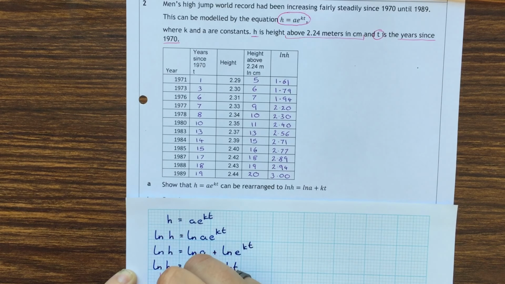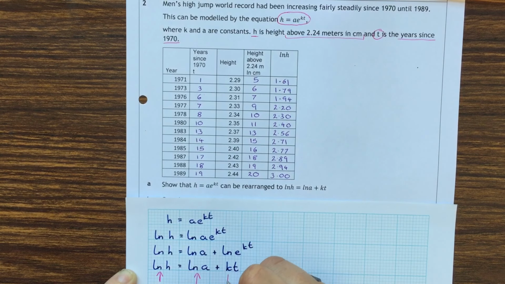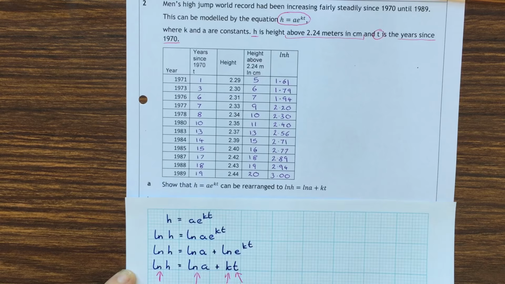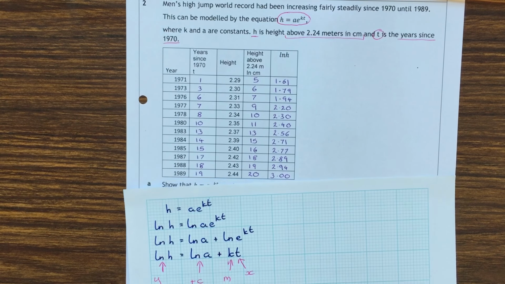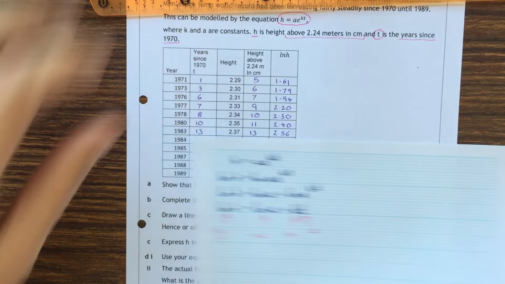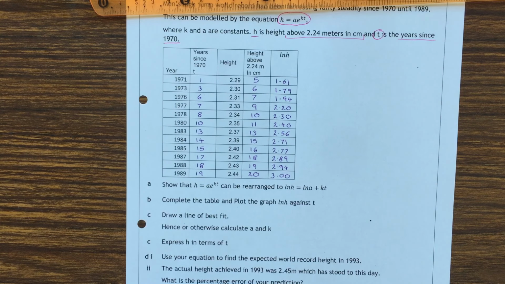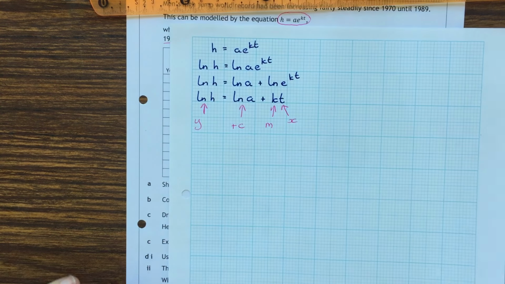Useful things to know on there. That is going to be your y-axis. That is going to be your plus c, so that will be your intercept. This is going to be your gradient, and this is going to be your x value on your x-axis. So plot the graph, draw the line, and then we're going to need to calculate a and k.